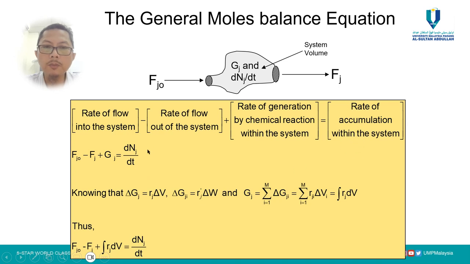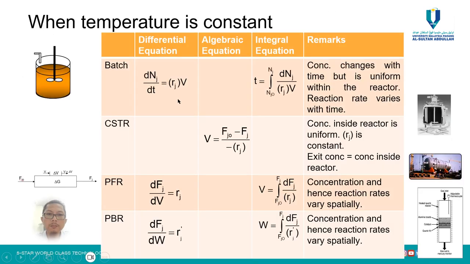As I wrote before, in this equation the term on the left side will be the variable telling you what is happening in the system, whereas the right side will be the summary of j concentration or j molar or number of moles. Knowing that delta Gj is Rj delta V, we can get the ODE or differential form for three reactors: batch reactor, PFR and PBR.